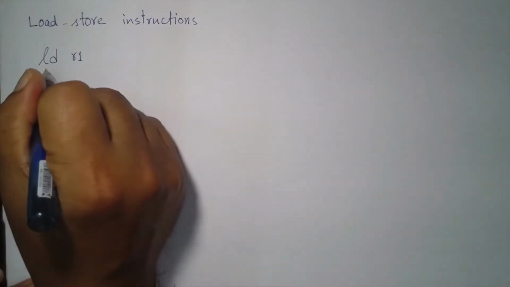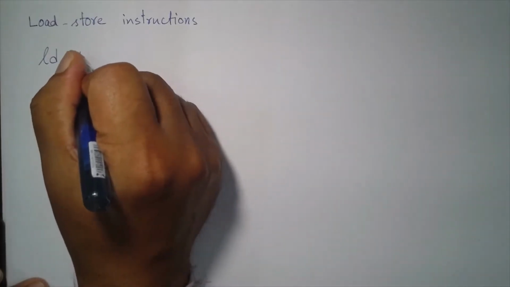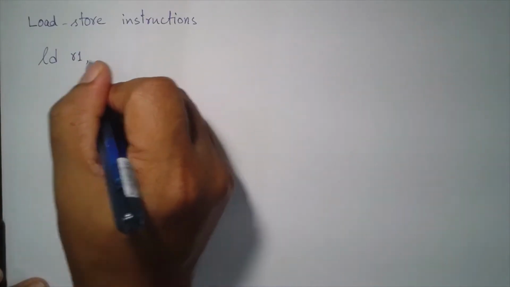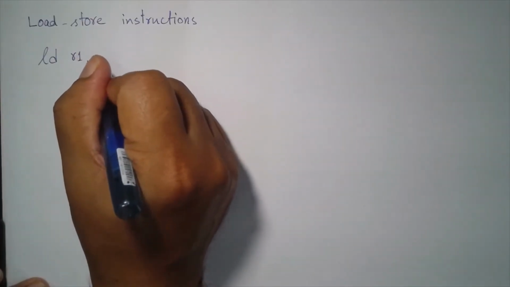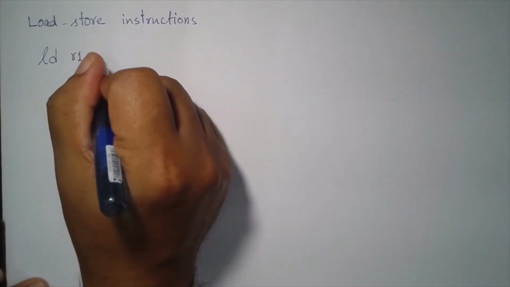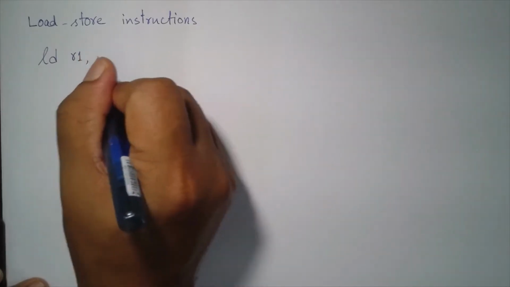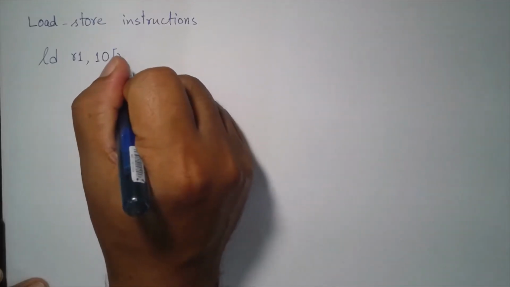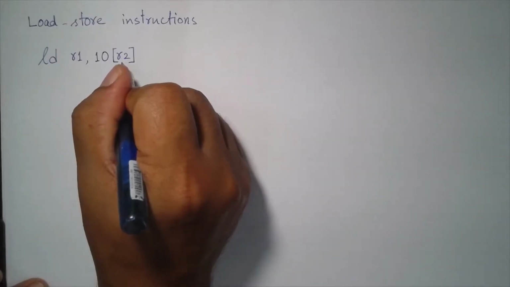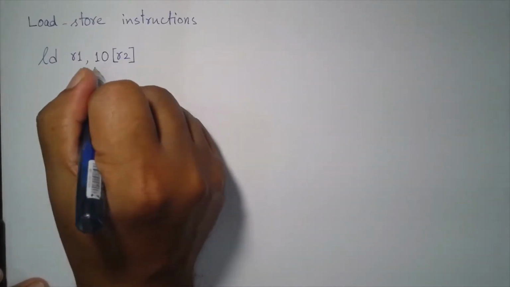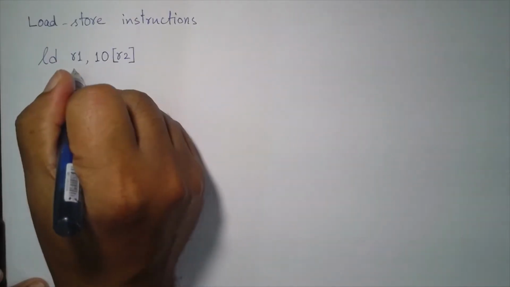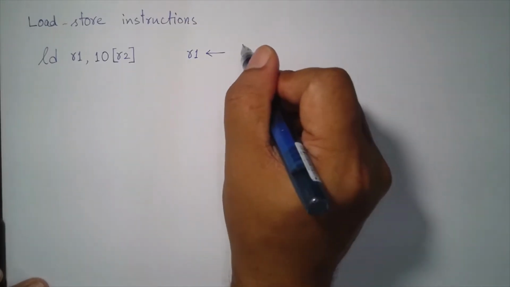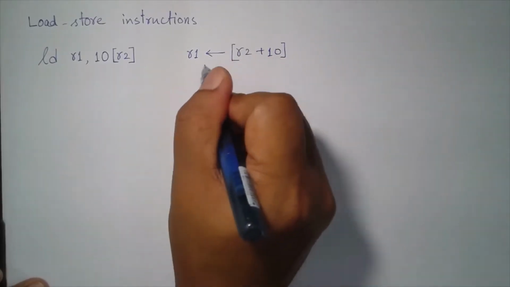So basically the load instruction will have a destination, let's say R1, followed by the address from where you have to get the data to load into R1. The address will generally be represented in the base offset addressing mode. So our base address is stored in the register R2 and the offset value is 10, and this is the location from where you will get the value to be loaded into R1. So this load instruction implies that the content of the location R2 plus 10 will be moved into the register R1.